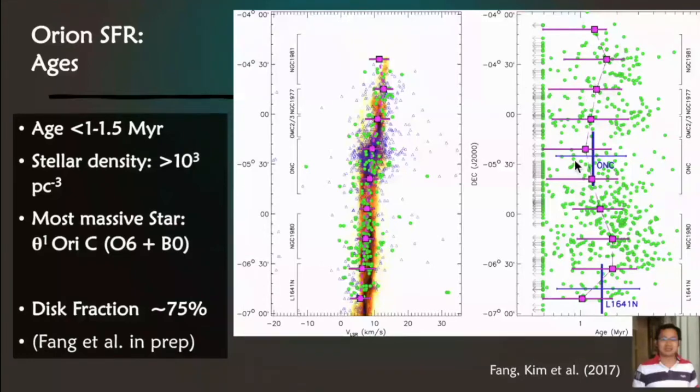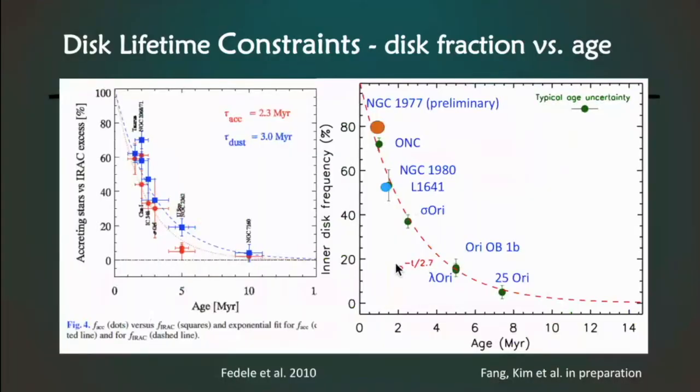But I just wanted to show you that ONC, shown here in blue, NGC 1977 and H1641 represent three different radiation environments. They're about the same age. And then you have seen this one a lot as well, the disk lifetime constraints. This is the inner disk fraction versus age. The left-hand side is from Davide Fedele et al., showing two different types of excesses.